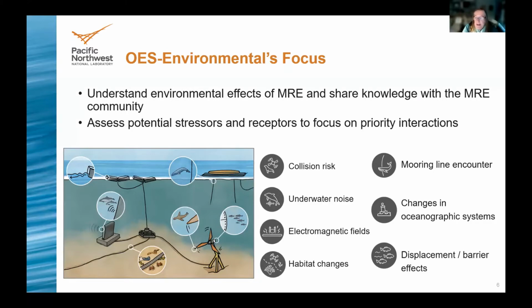Changes in oceanographic systems. This is really all about changing circulation by removing energy and changing the flow, changing wave heights a little bit when you take wave energy out, and looking at this on a broad basis. And the final one, displacement or barrier effects, is one that we haven't been able to delve into much because this is really about the presence of many, many devices, perhaps changing migratory routes for animals or keeping animals from their critical or preferred habitats.